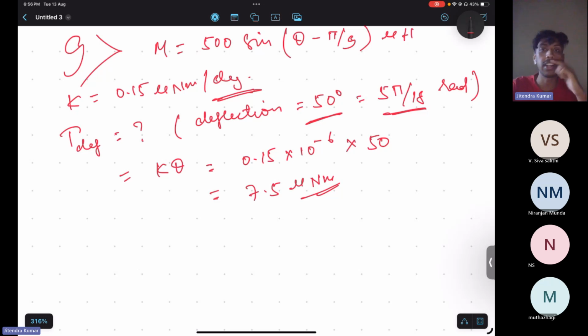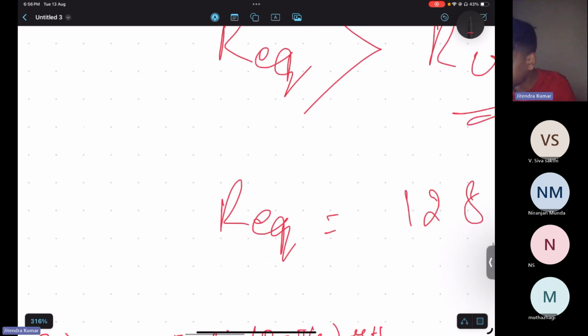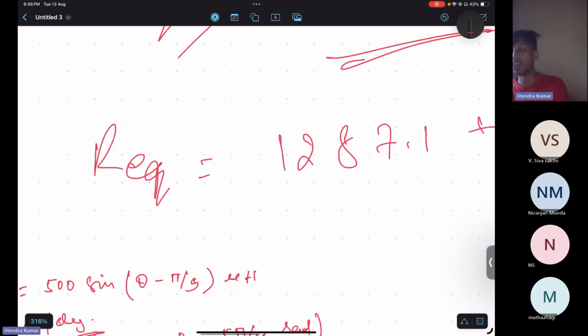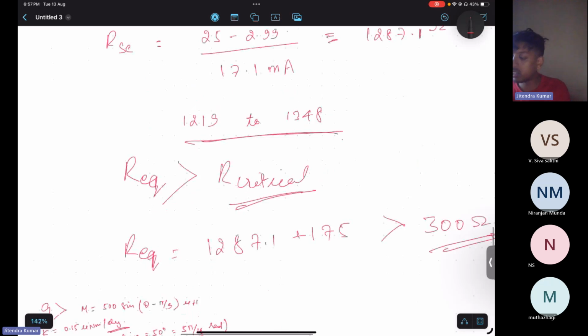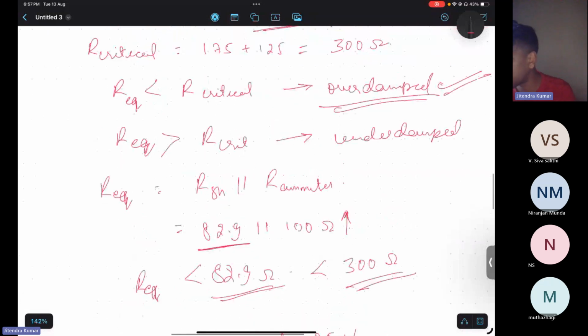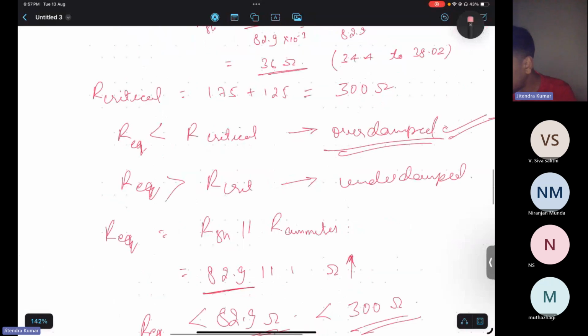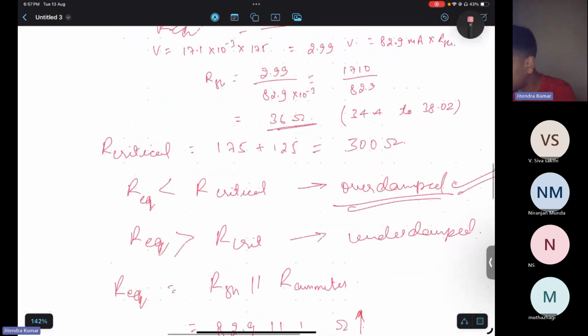No, no, no. For 6, it will not be correct because the least resistance was 82.9. So for 6, it will not hold true because one resistance is 82.9 ohm. So no matter how much resistance you increase here, it doesn't matter. Oh, sorry. External resistance is, okay, this is not 100. This is 175.